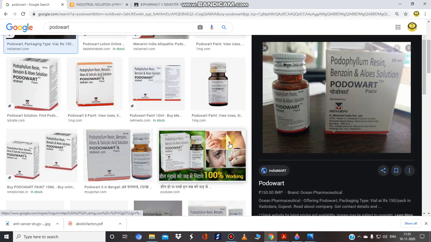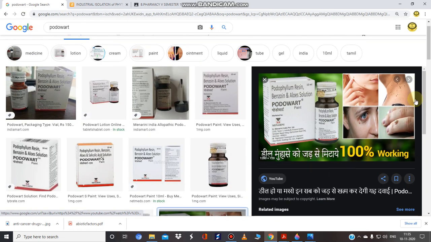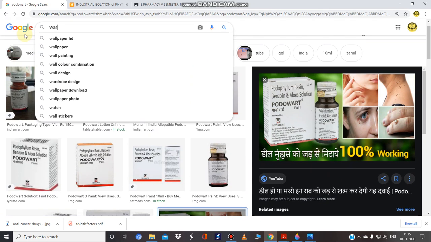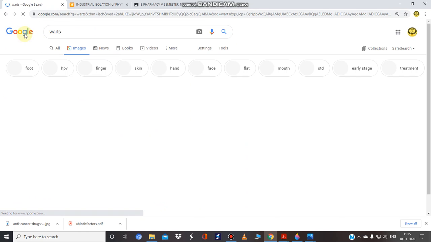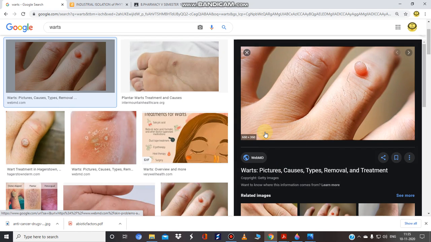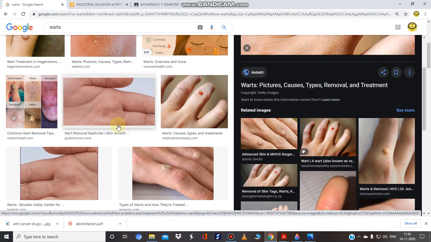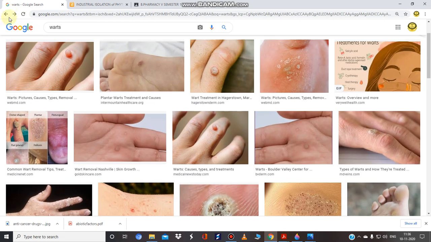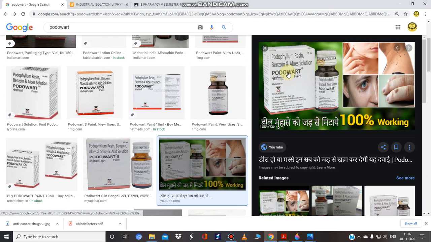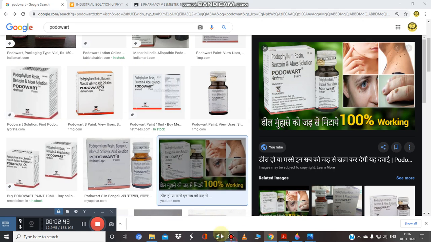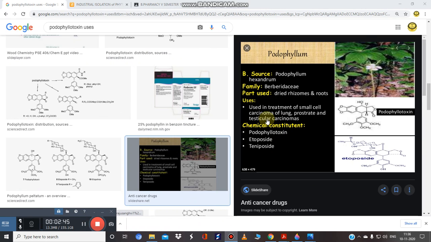Here it is. It is used for different types of warts, treatment of warts. I will show you the warts also. So these are the warts. So podophyllin paint is available. You will apply the paint over here, and what will happen? It will cure. So podophyllum is very commonly used in different types of warts. Okay, this is the formulation: podophyllum resin plus benzoin plus aloes solution. This is the Podovat. It is also used in prostate and testicular carcinomas.